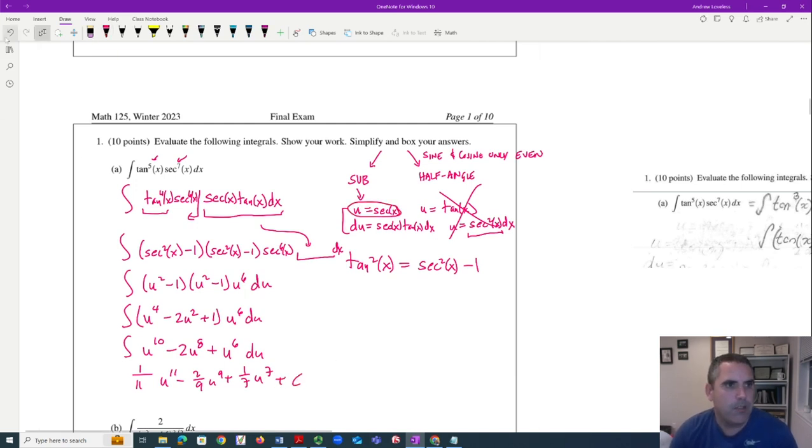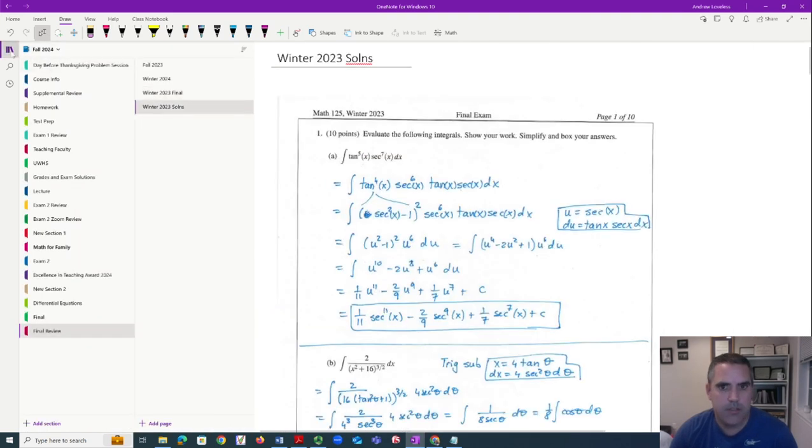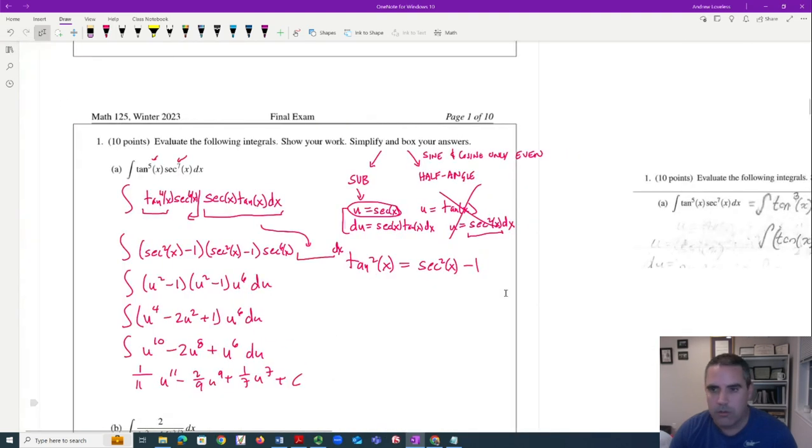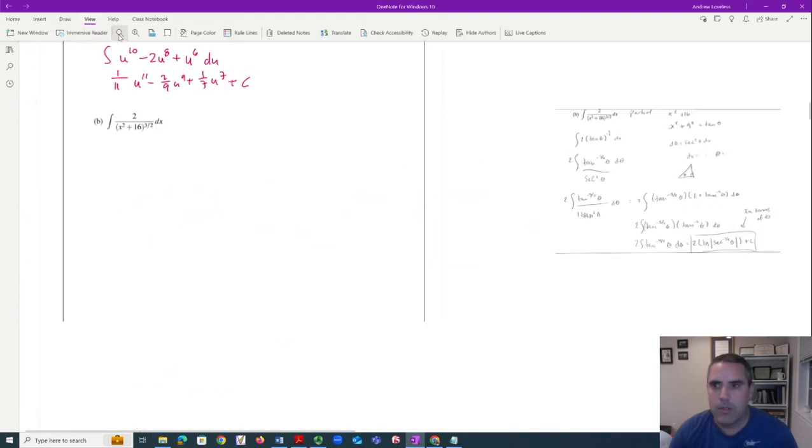So let's do two things. Peek at the solutions. 1/11, 2/9, 1/7. Great. Then let's look at a common error.